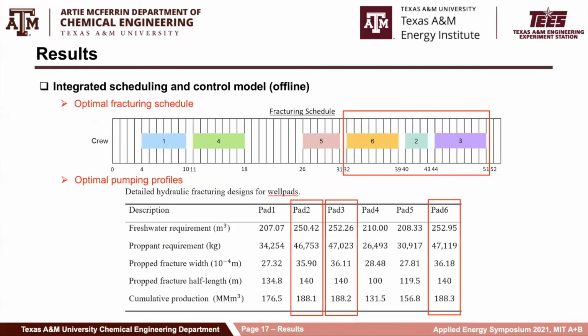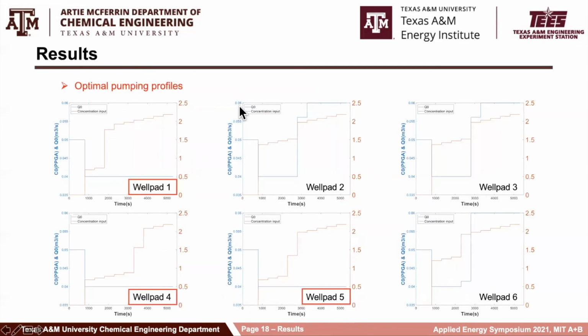Utilizing them together, the shale gas production rate can be predicted. By solving the integrated model offline, the optimal fracturing schedule and pumping profiles are obtained simultaneously. It can be observed that for different well paths, the freshwater and proppant requirements, as well as the resulting cumulative shale gas production, are completely different. It's worth noting that well paths 2, 3, and 6, which are to be fractured in the latter half of the year, are all designed to consume much more materials for much higher production compared to the first 3 well paths, which will be explained later.